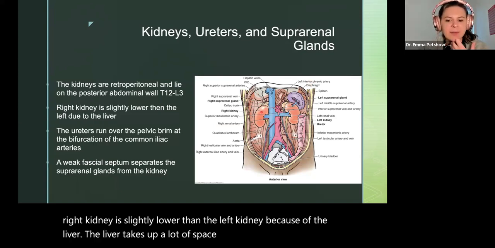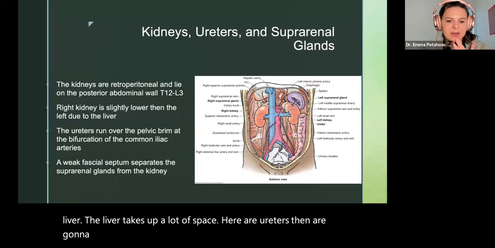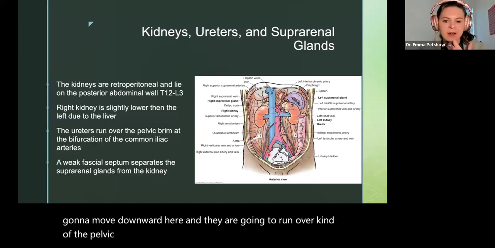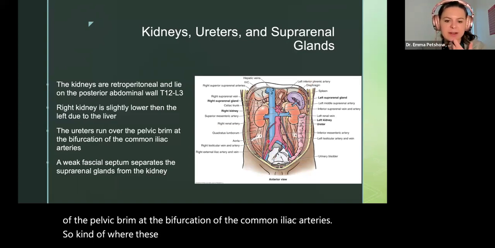Our ureters then are going to move downward here, and they are going to run over kind of the pelvic brim at the bifurcation of the common iliac arteries. So kind of where these arteries bifurcate, that's when the ureter is going to run over.